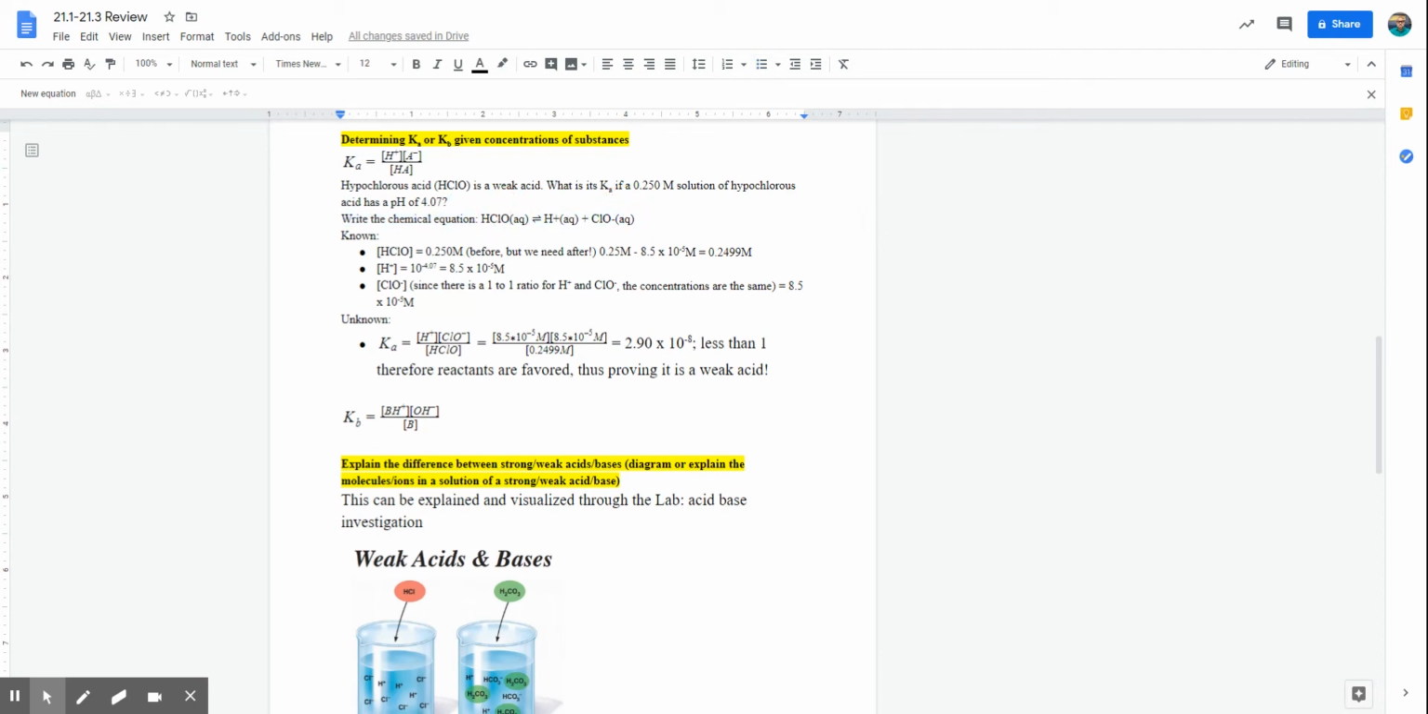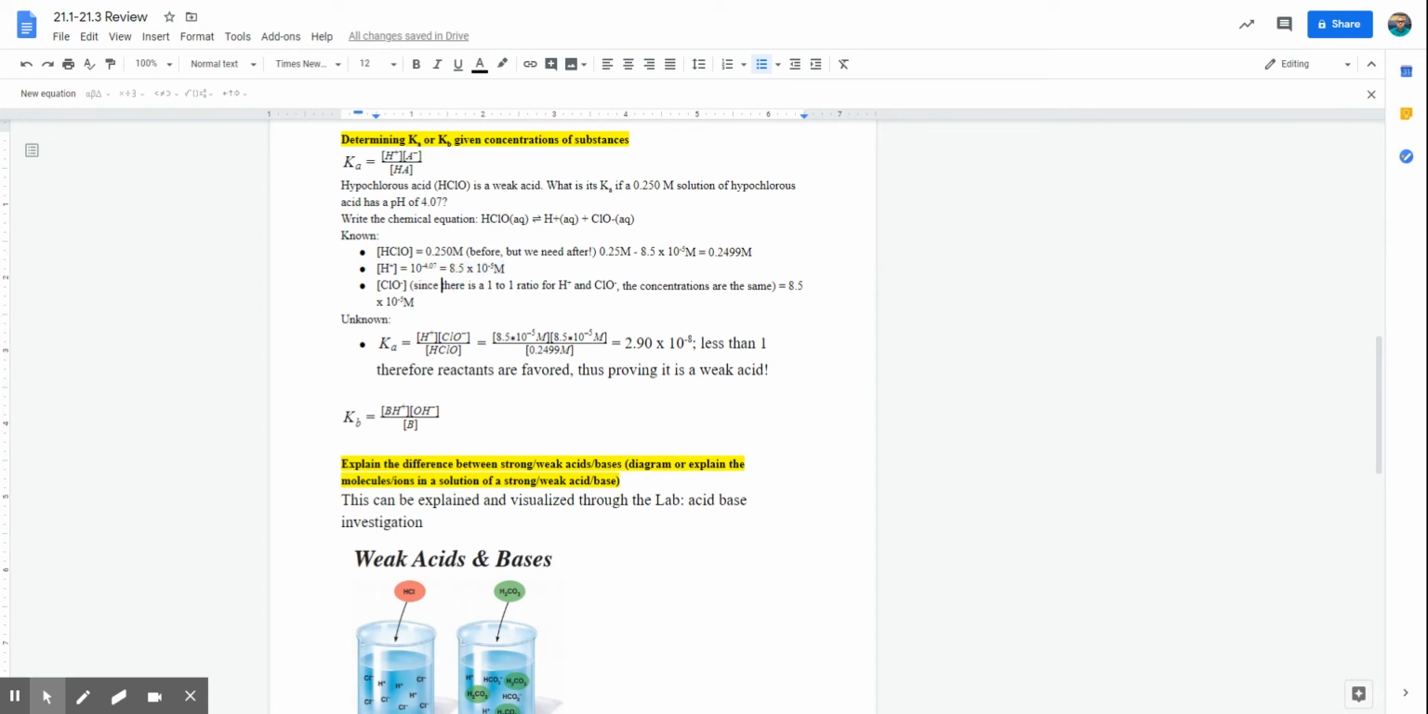So if you start with this amount here and you take some of it away, it has to pull it from here over to here. And so this is kind of like making one of those ICE tables, initial, change, and then equilibrium. So 0.25 minus 8.5 times 10 to the negative 5 gives us an ending concentration of 0.2499 molar for the acid. Then the H plus concentration is here.